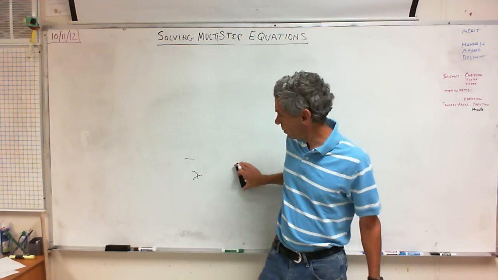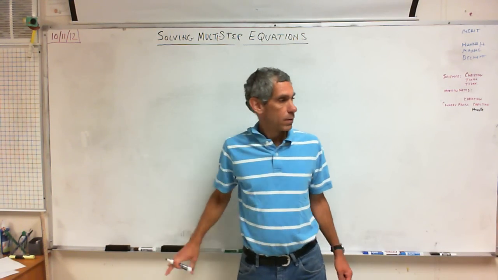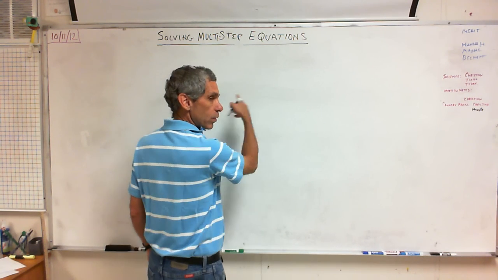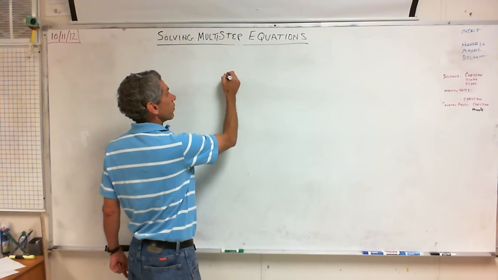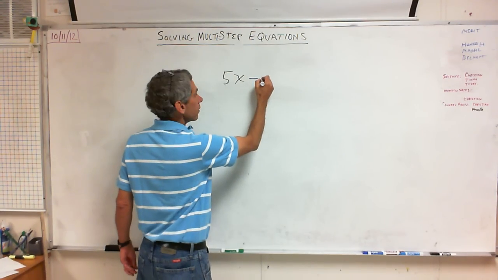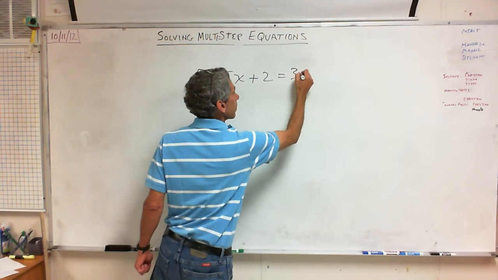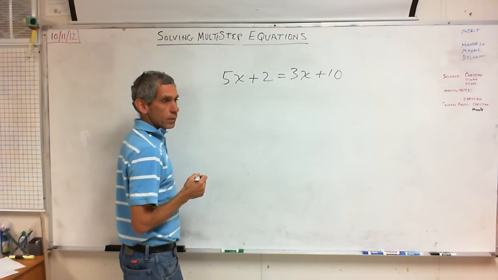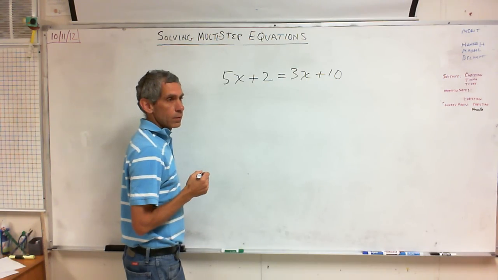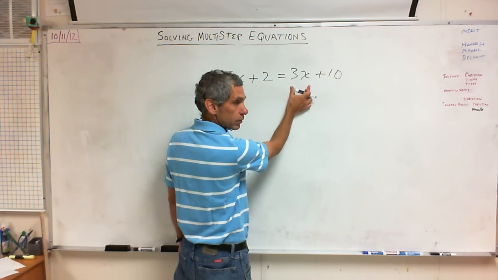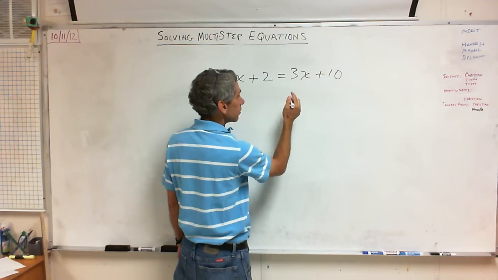Question. Okay, so how come you subtracted 3? Why not 5? On this one? All right, remind me what it was again. It was 5x plus 2 equals 3x plus 10. Okay, how come I did what? How come you subtracted 3? Why not another? See, I subtracted 3x.